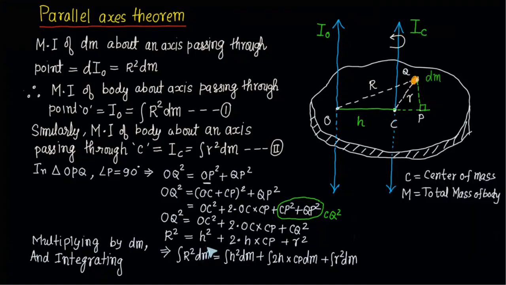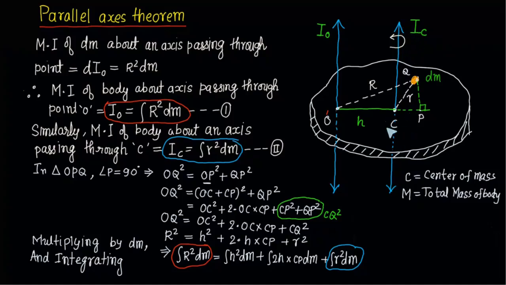So if you look at this particular term, friends, this particular term is nothing but the moment of inertia. It is the moment of inertia of the body about this axis, okay, that is IO. Is that fine? Now if you see this particular term, r square dm is nothing but the moment of inertia of the body about this axis, which is passing through its center of mass. Okay, so I can write that down also.